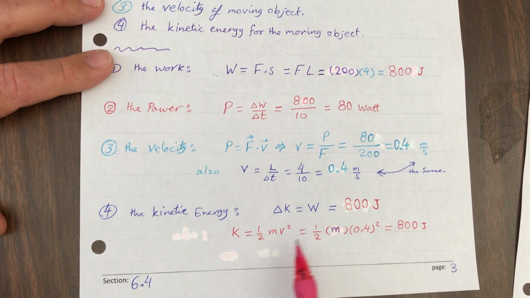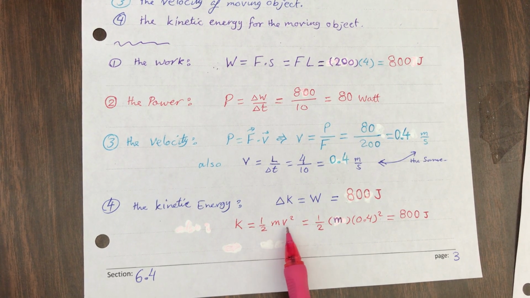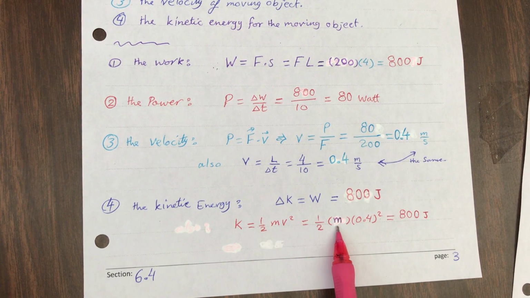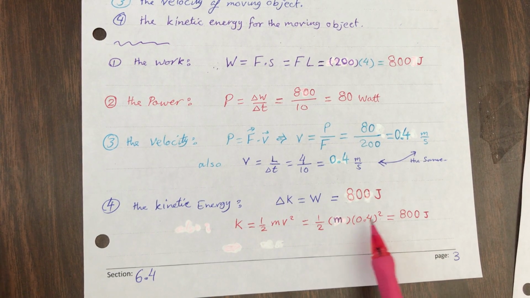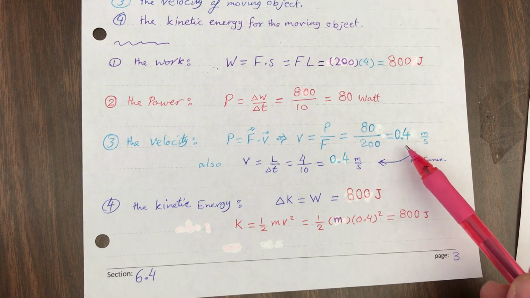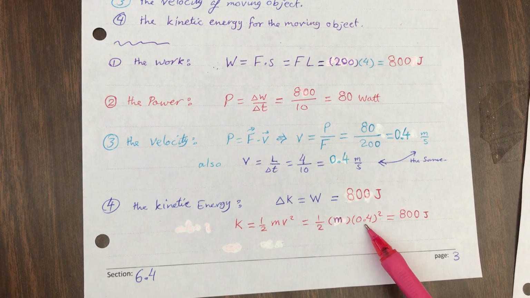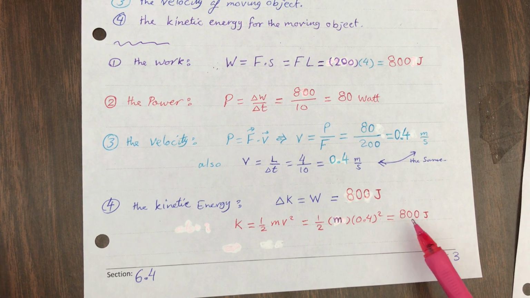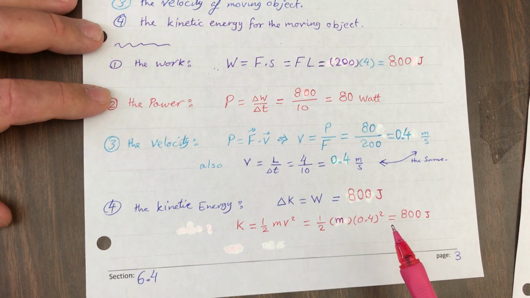And again, we can find it by its relation, which is half m v squared. The mass is not given. The velocity is 0.4, and we need to square it. Half multiplied by the mass multiplied by the velocity squared is equal to 800. We can find the mass of that object if we like to do that. And that's it.